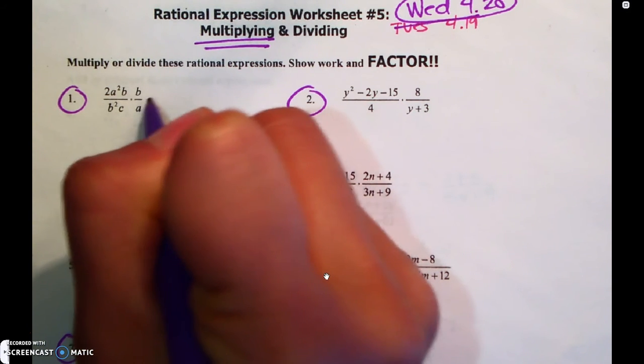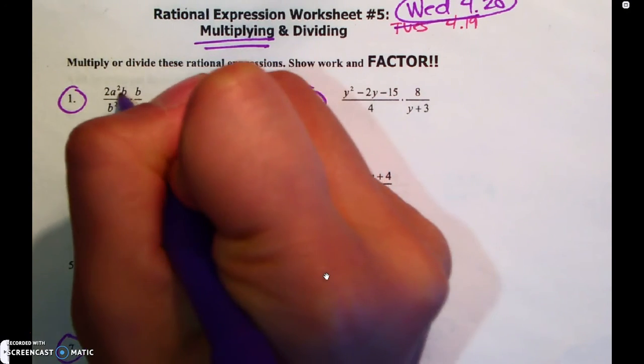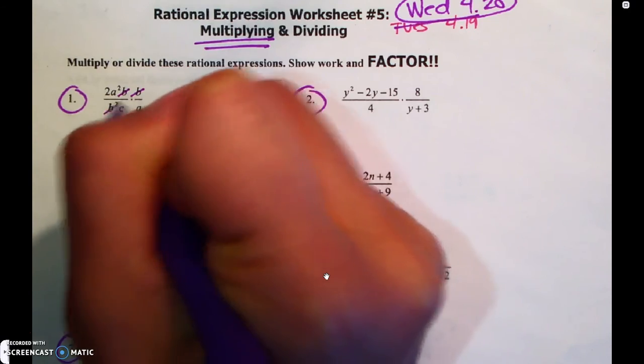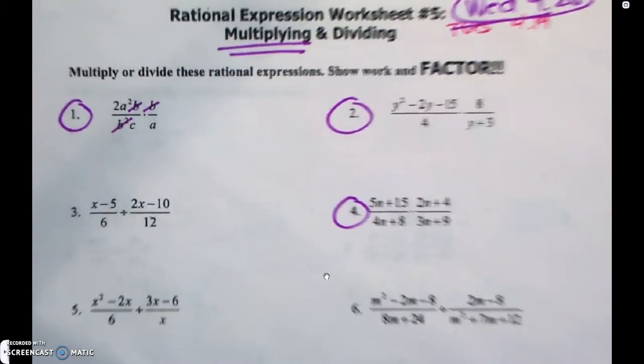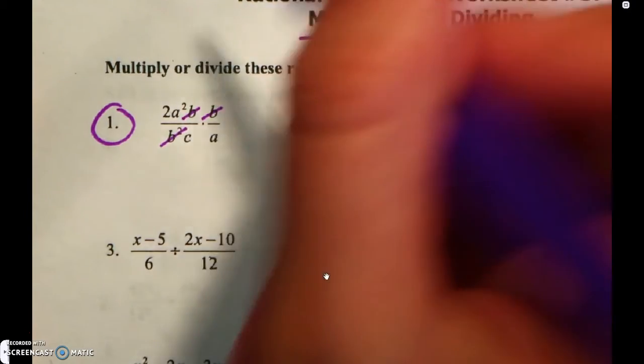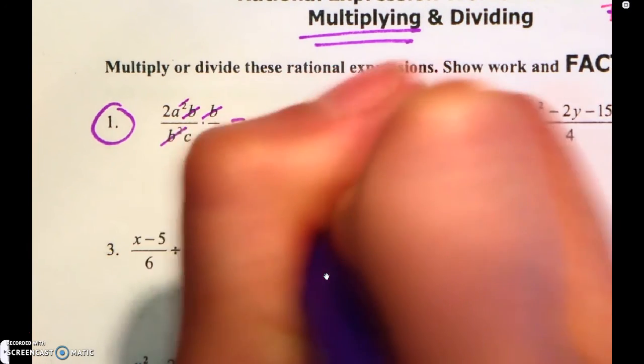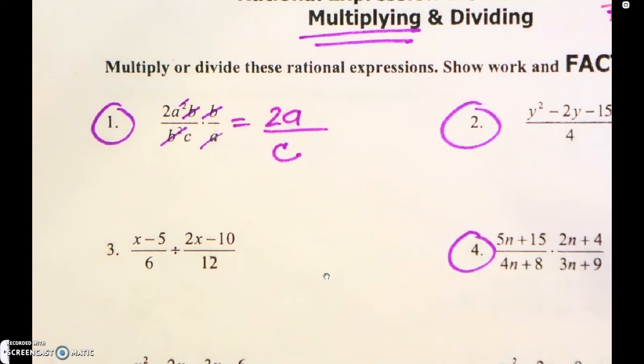Number 1 is a matter of eliminating the factors that are the same from the top and the bottom. You have 2 b's in the top, 2 b's in the bottom that cancel each other out. You have 1a on the bottom, so you can eliminate 1a from the top. So you're left with 2a over c.